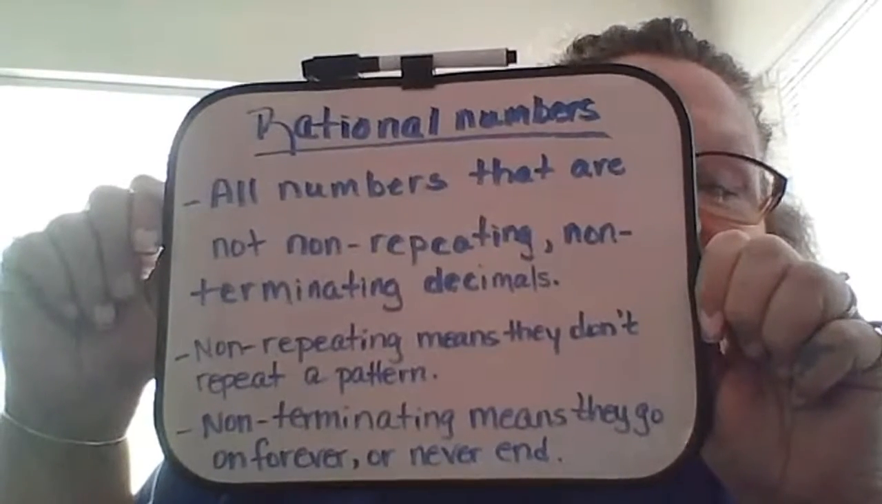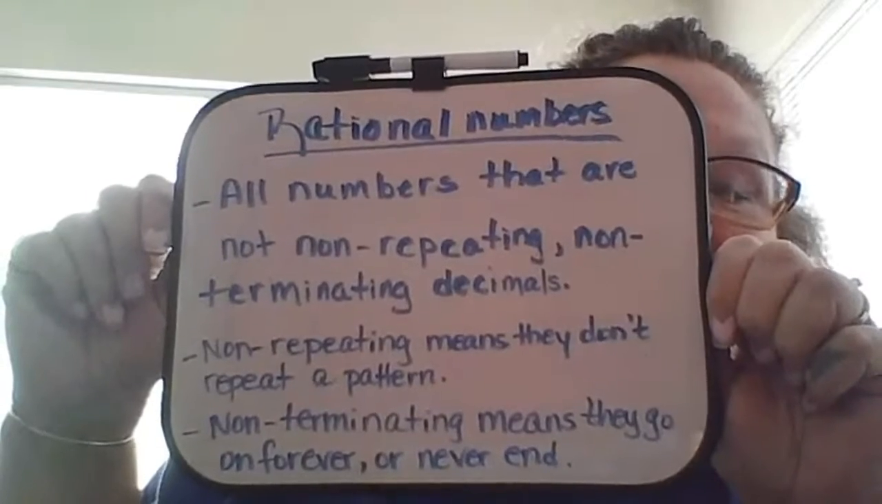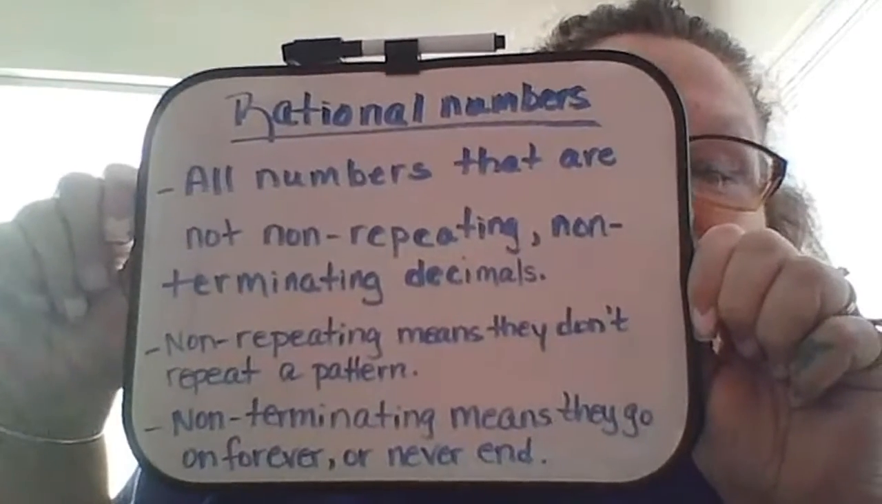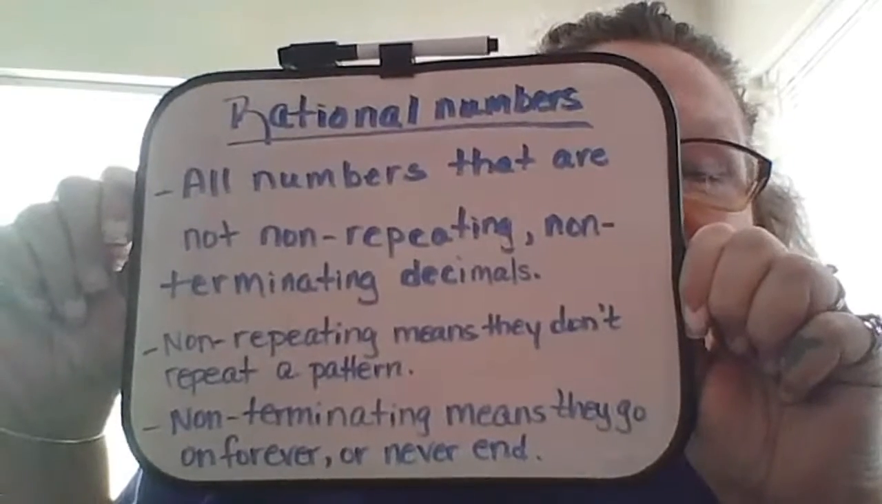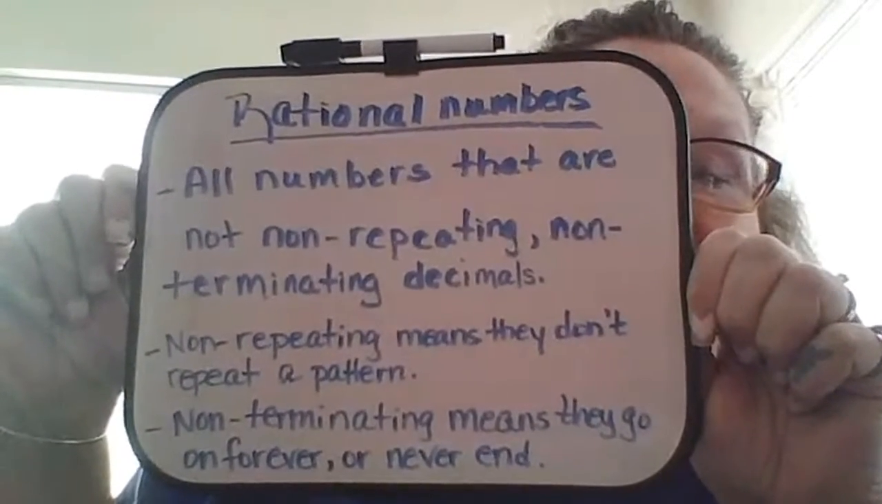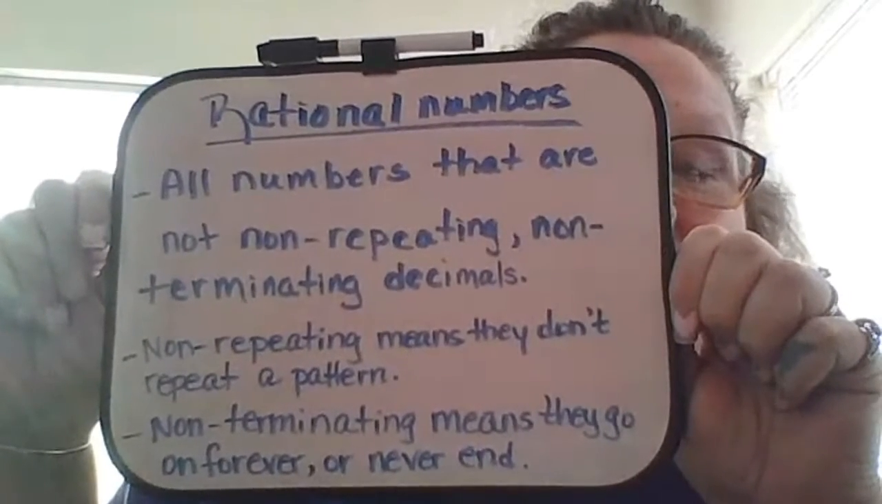Non-repeating simply means that the decimals don't repeat a pattern, okay? And non-terminating means that they go on forever or they never end. Because if you terminate something, you end it. So when we say non-terminating, that means we don't end it. So it's going to go on forever.